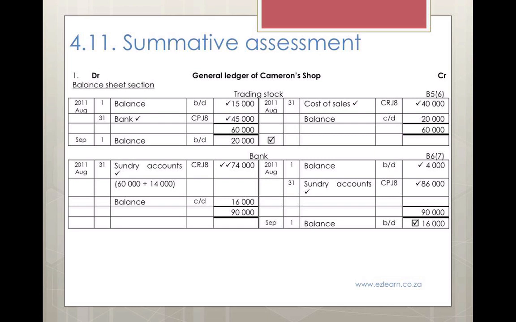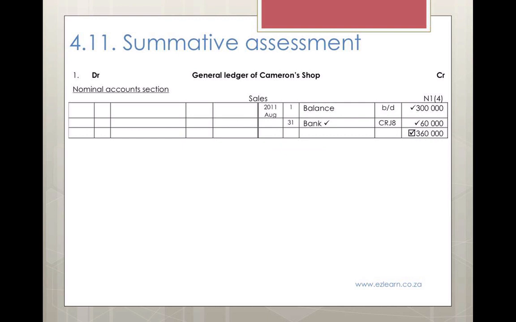Sales is an income, and so on the credit side, 2011 August the 1st, balance brought down 300,000, tick. On the 31st, you would show the total sales from the CRJ. Bank, tick, CRJ 8, 60,000, tick, and a subtotal of 360,000 as a method tick with a single line above this amount and nothing underneath it.